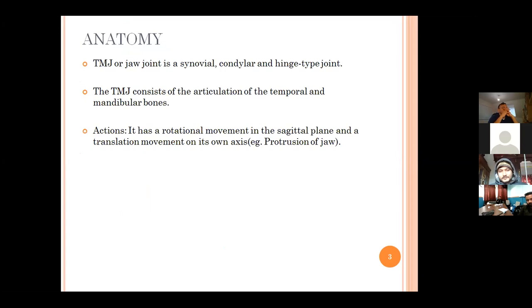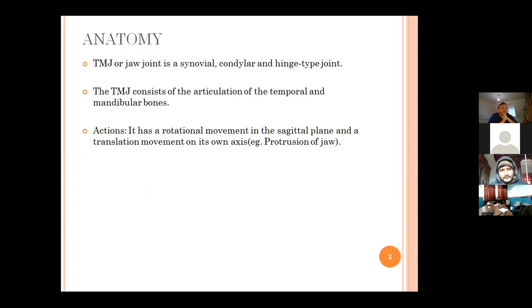TMJ dislocation is a fairly common presentation in the ED. According to the data, 1 in 10 people in the UK suffer from some sort of temporomandibular joint disorder in their lifetime.